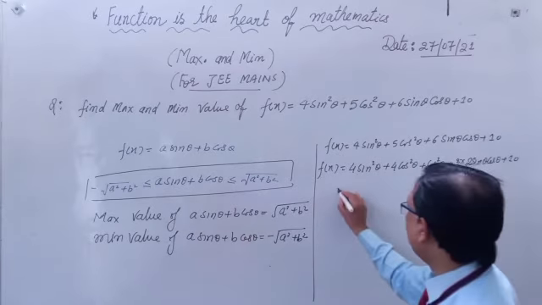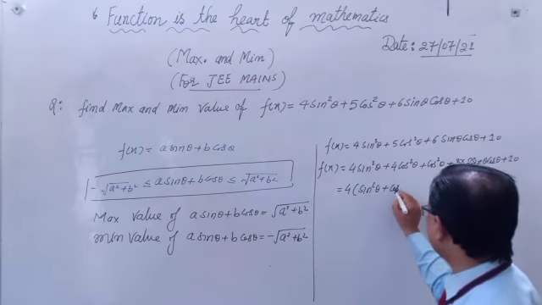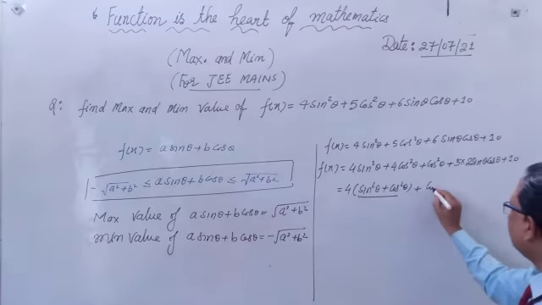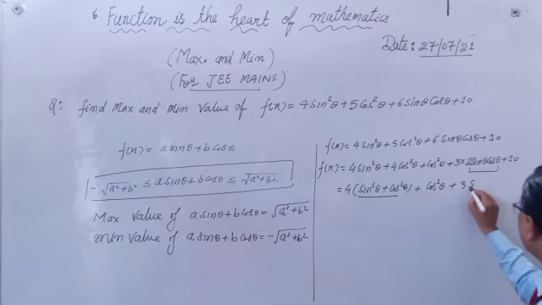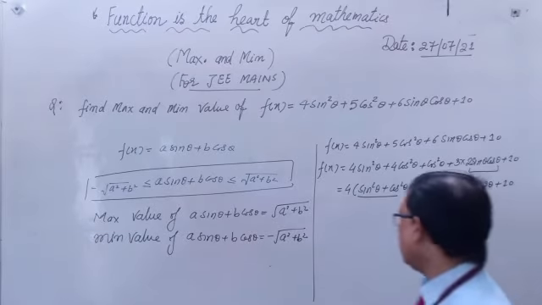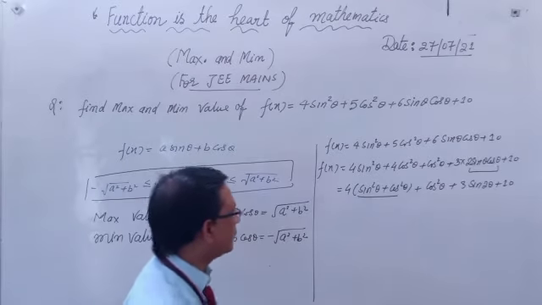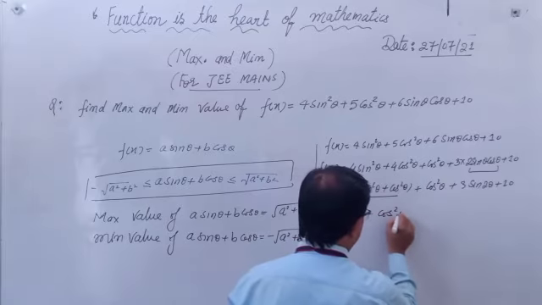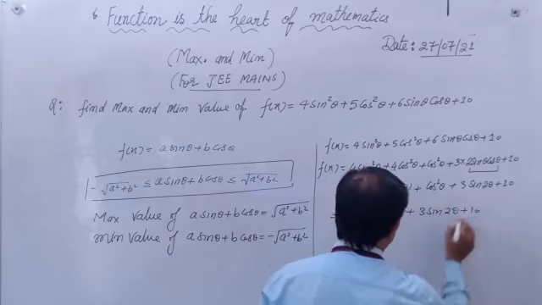Here we take 4 common. If we take 4 common, we have sin square theta plus cos square theta, and this becomes 1. Then cos square theta plus 3 times sin 2 theta, plus 10. Everyone knows the value of sin square theta plus cos square theta is 1. So this is 4 plus cos square theta plus 3 sin 2 theta plus 10.